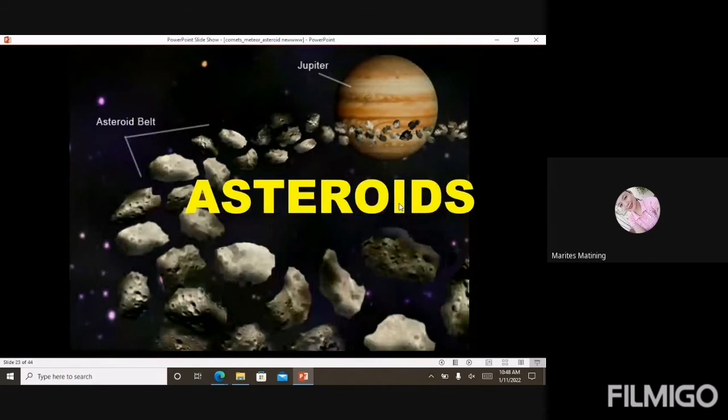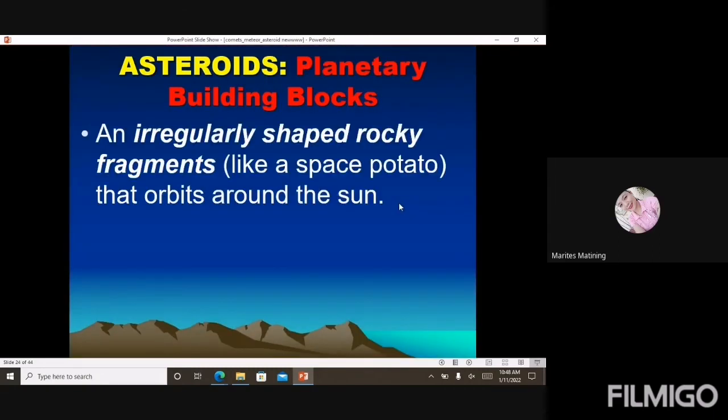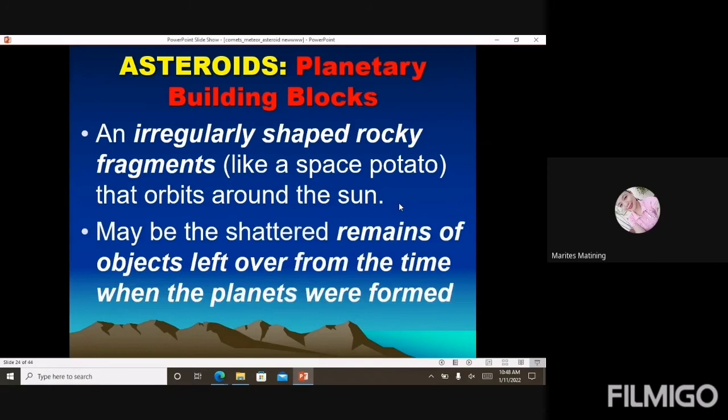Next, the last, we have the asteroids. They are found in the asteroid belts. Okay. So, asteroids, they are known as the planetary building blocks. So, irregularly shaped rocky fragments like a space potato that orbits around the sun. So, maybe the shattered remains of objects left over from the time when the planets were formed.